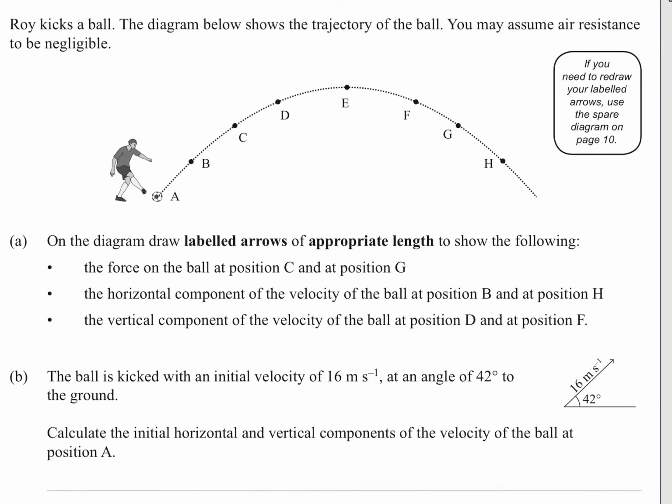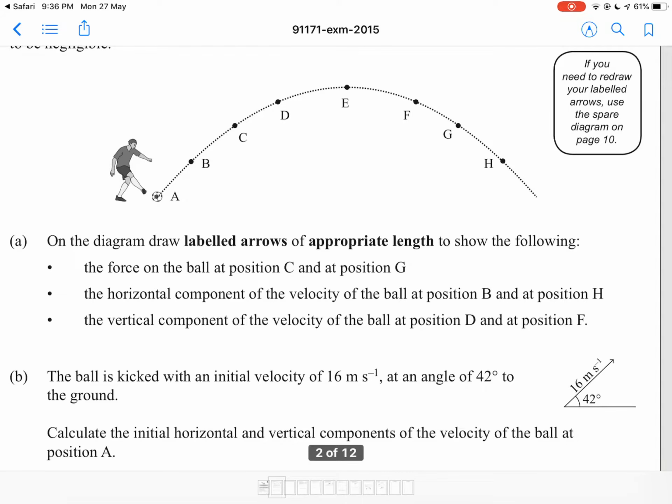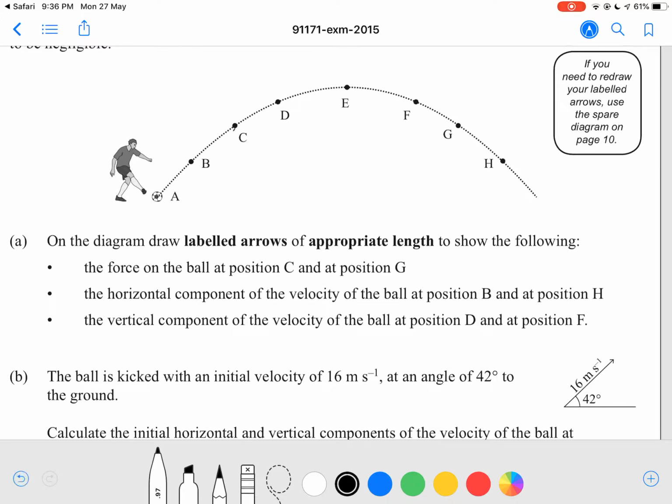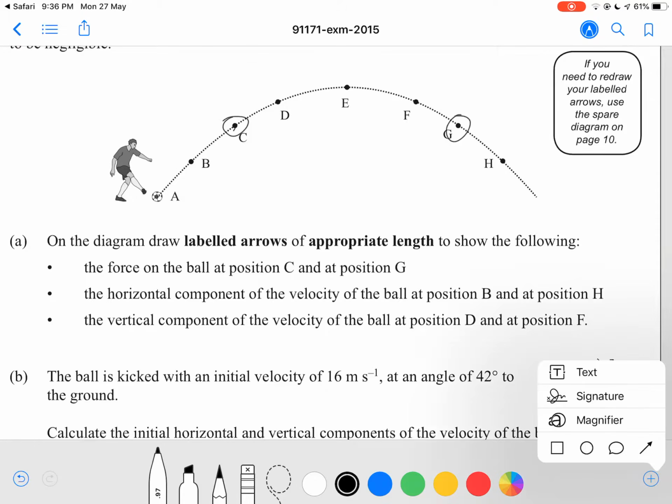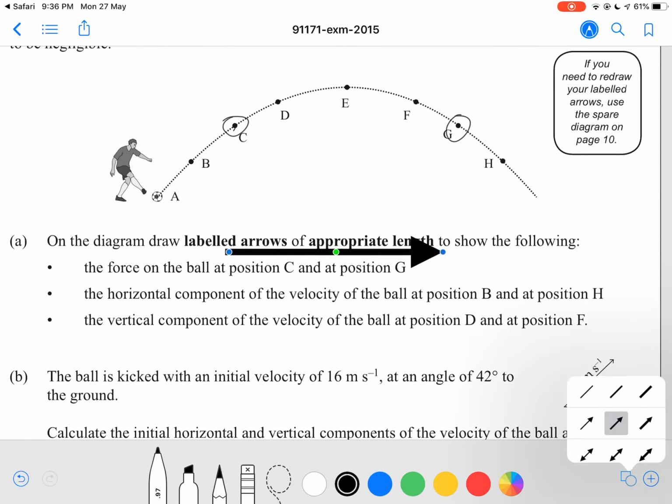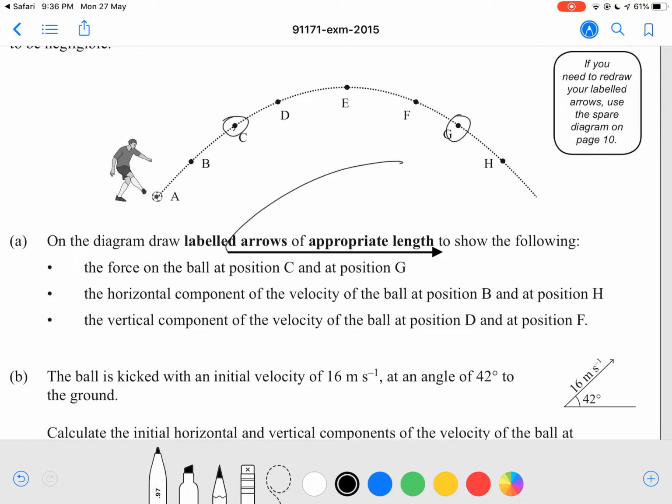So, we're going to say the force on the ball at position C and position G, okay? So that's here, and here. Basically the force is the weight force acting vertically downwards. So that's just F_g acting downwards. It's going to be an F_g acting downwards at point C, and an F_g acting downwards at point G.